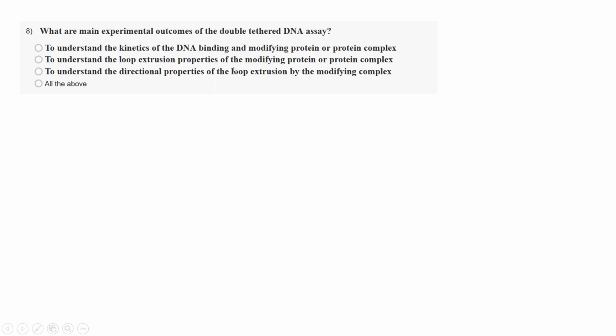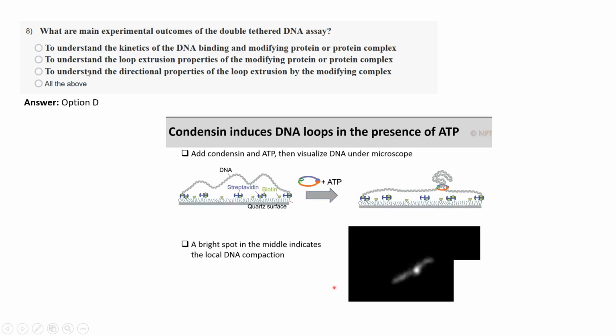To understand the loop extrusion properties of the modifying protein or protein complex, this option was also correct. We also see the loop extrusion and also the kinetics, how fast the DNA binding was getting done, and to understand the directional property of loop extrusion, by the buffer flow assay, we also checked which direction the loop was getting extruded. So all these three options are correct. Option D.